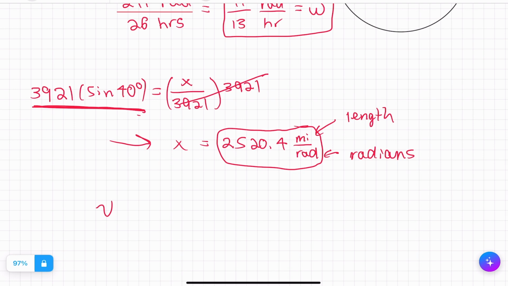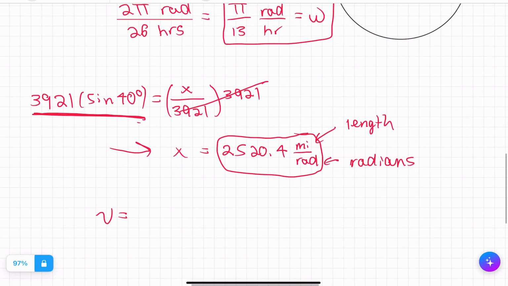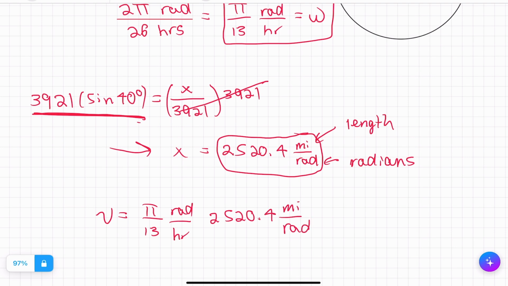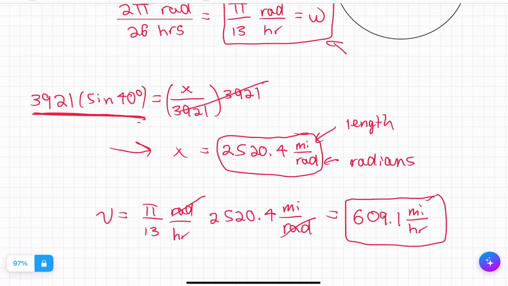So the linear velocity, what we're looking for, is equal to our pi over 13 radians per hour times our radius of 2520.4 miles per radian. And as you can see, these units will cancel and we'll be left with miles per hour. So let's go ahead and do this calculation. Plug pi over 13 times 2520.4 into your calculator, and you'll get 609.1 miles per hour. And so we've solved for both our angular velocity and our linear velocity.